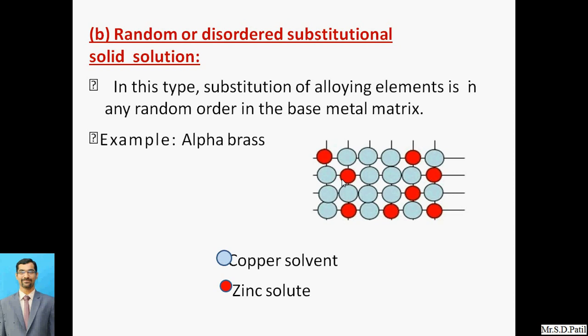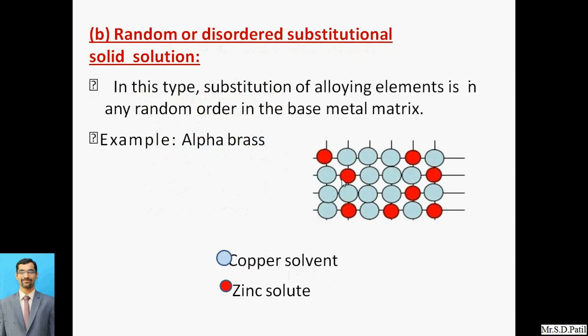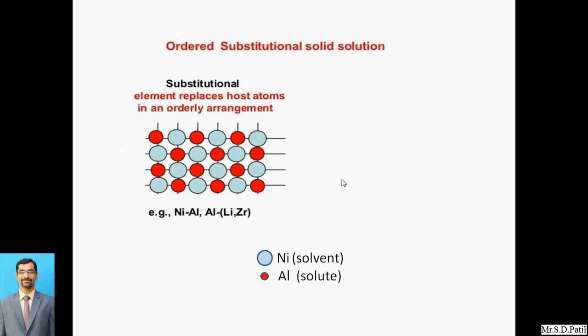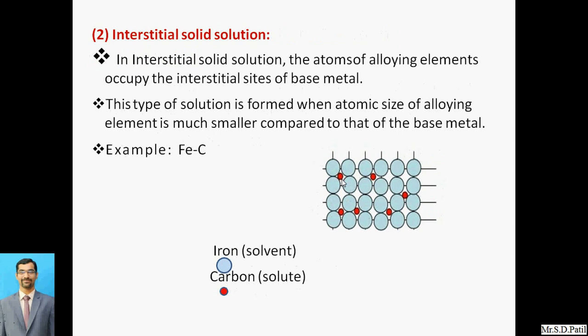So I hope by these two terms you have cleared what is ordered and what is disordered. Ordered or regular is called regular, and here it is called random. Random means anywhere, regular in the sense that in a fixed direction it has been occupying the space. Okay, now what is the meaning of interstitial solid solution?